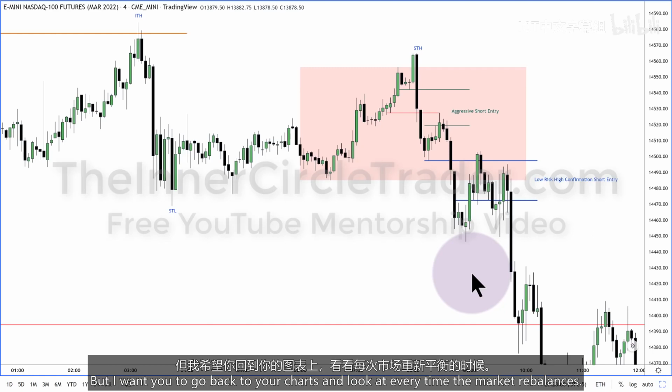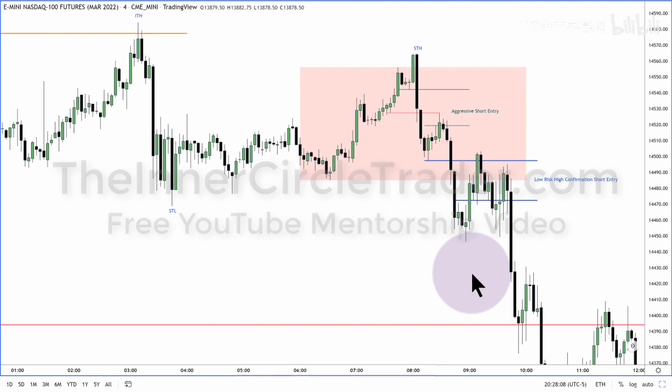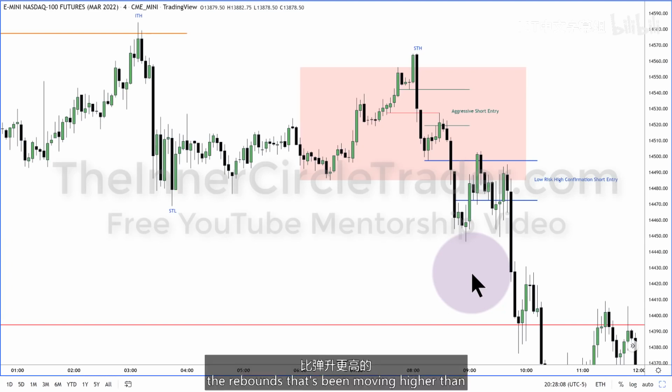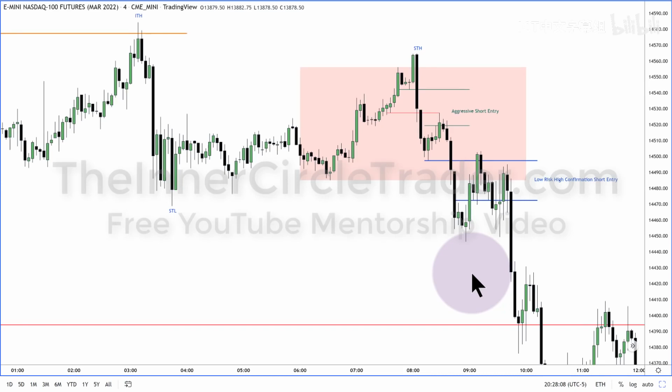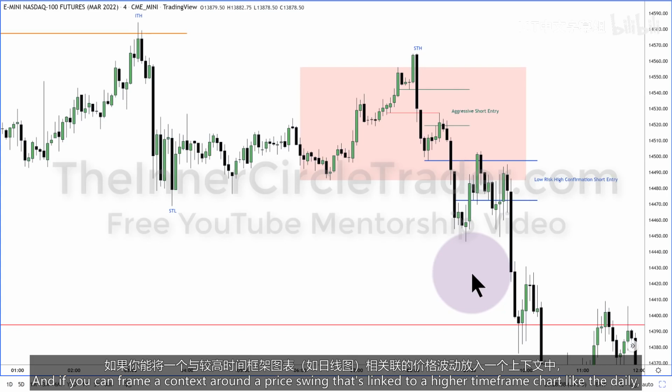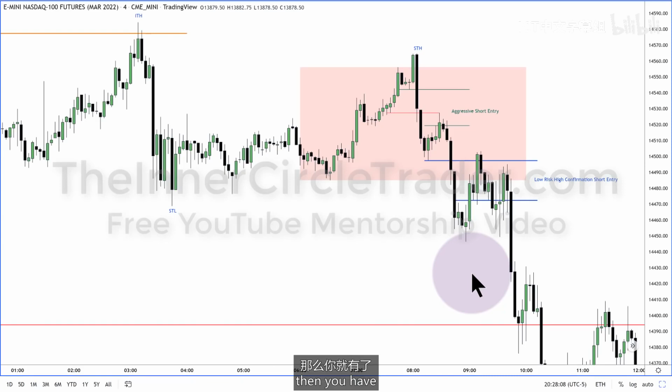But I want you to go back to your charts and look at every time the market rebalances. Classify that as an intermediate term high or intermediate term low, if it's a rebalance that's been moving higher, then went down and rebalanced that. And then watch how price stays away from violating it. And if you can frame a context around a price swing that's linked to a higher time frame chart like the daily, then you have a wonderful model that has higher time frame order flow behind it that is paramount for your trade to work.